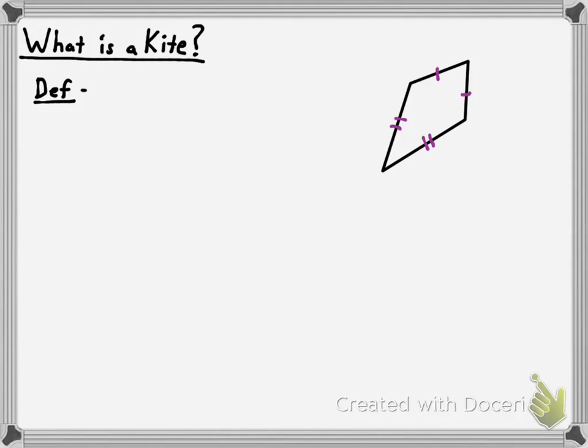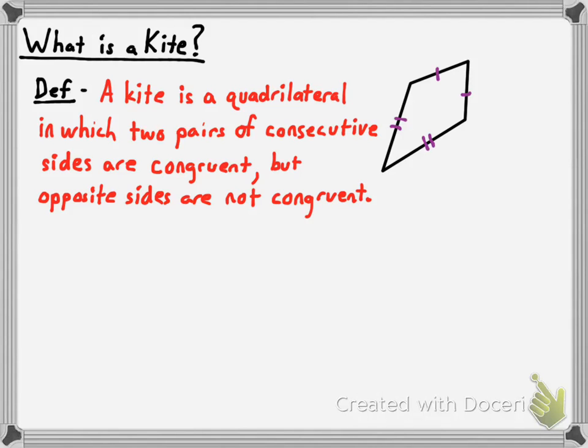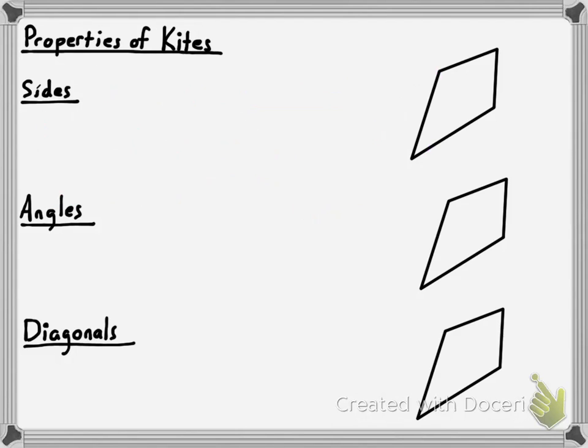They have similarities to a kite, but I think you got the idea of what a kite is at this point. Let's write the definition down. And here is that definition that states what I've been saying. A kite is a quadrilateral in which two pairs of consecutive sides are congruent, but opposite sides are not congruent. Well, let's talk about properties of kites then.